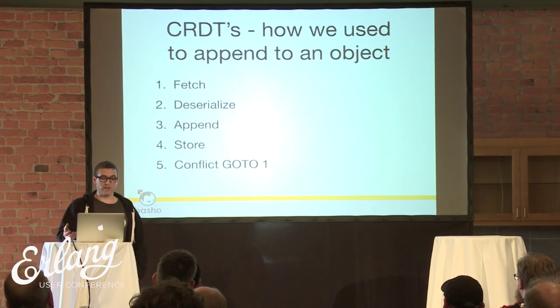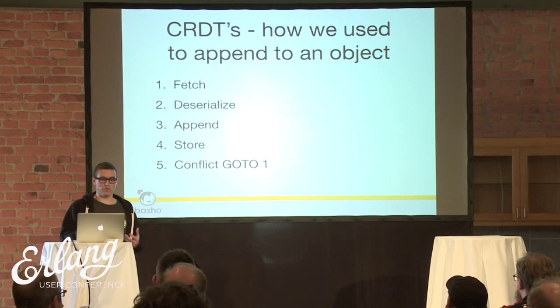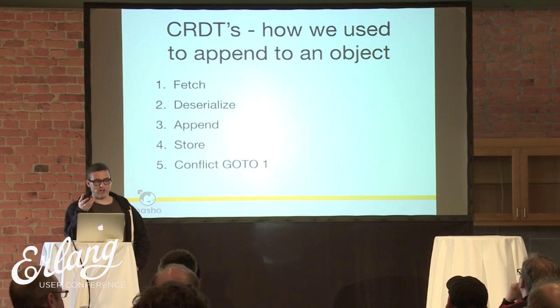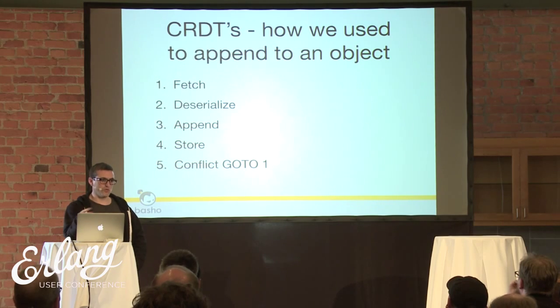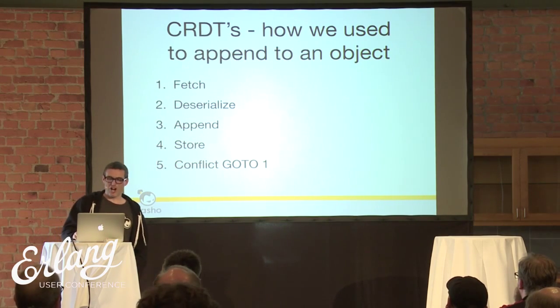Right. How would I append to an object? Similar story. You fetch the object, deserialize it. Maybe you've got a piece of JSON with a list inside it. Append an item onto the list. Store it. Send it to the server, and maybe somebody's done the same thing, so you've got a conflict. Then you go back again, and you work out the siblings. You could just shortcut this and just say last write wins, and then you just get completely random data on the server as each of your developers clobbers each other.